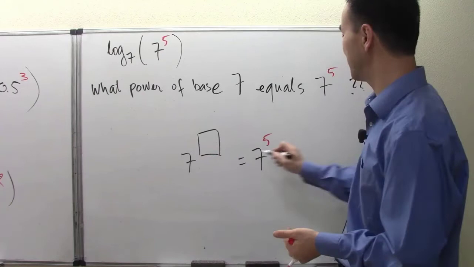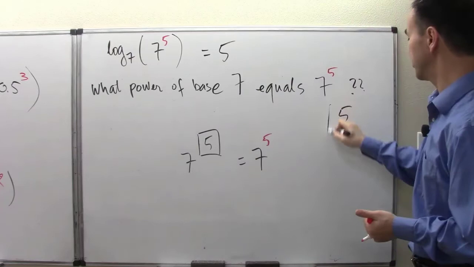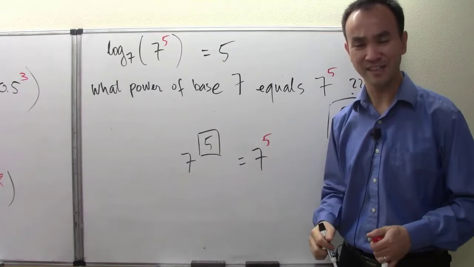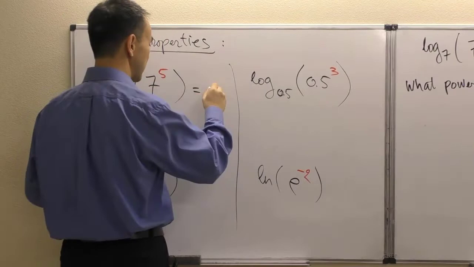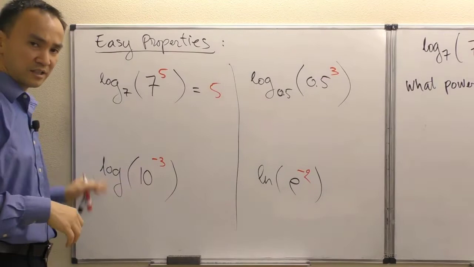The answer to this has to be 5. Okay, 7 to the 5th equals 7 to the 5th. Nice and easy. So on that other board, the answer to this, let me write it in red ink right here, equals 5. And now let's look for this answer here.